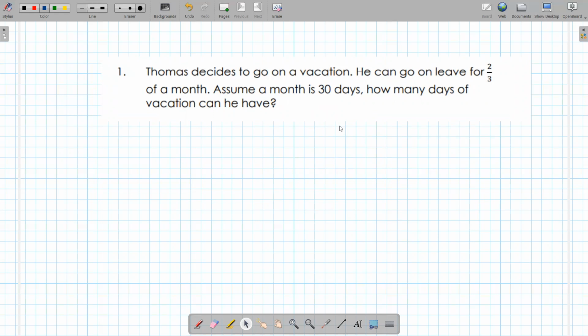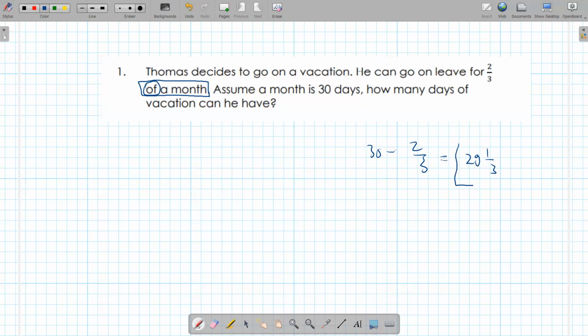You subtract. No, you don't subtract. Like if you subtract from 30, what do you get? Well, you'll get 29 and 1 over 3. See, it says of a month, right? Of a month means what? Times, not subtract.